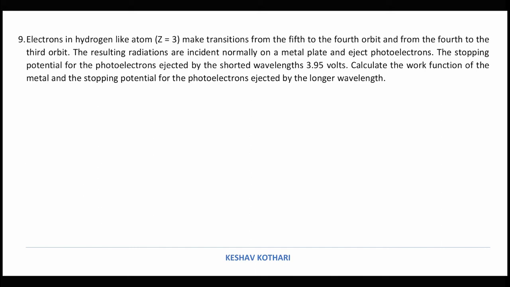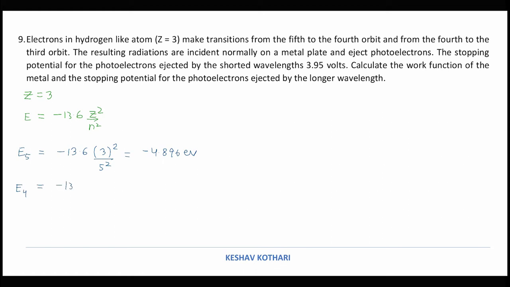So from here I can start like this, that the value of Z is equal to 3, and the working formula which we are using is going to be E equal to minus 13.6 Z squared by n squared. Now we are first of all calculating the value corresponding to n equal to 5. So E5 can be written as minus 13.6 Z square, that means 3 square upon 5 square, and we obtain a value equal to minus 4.896 electron volt.